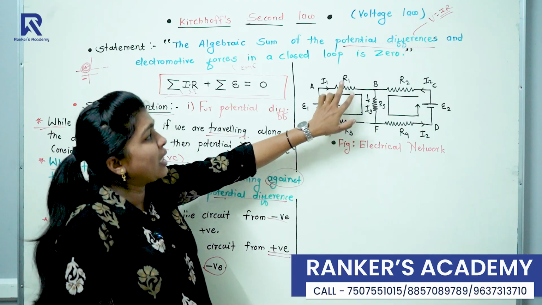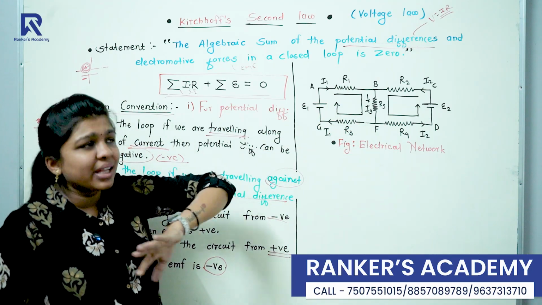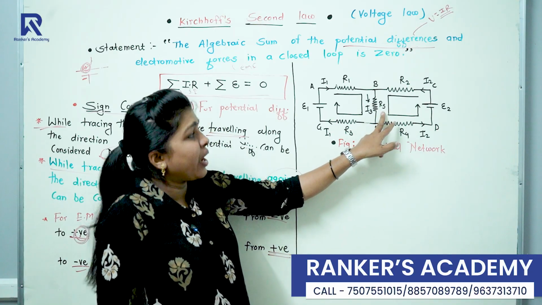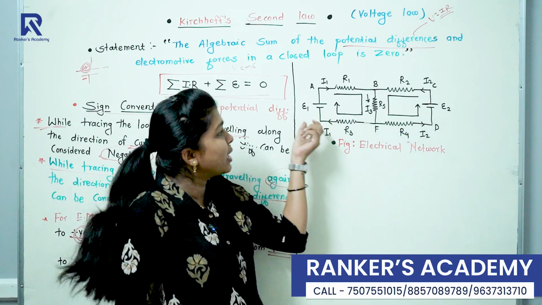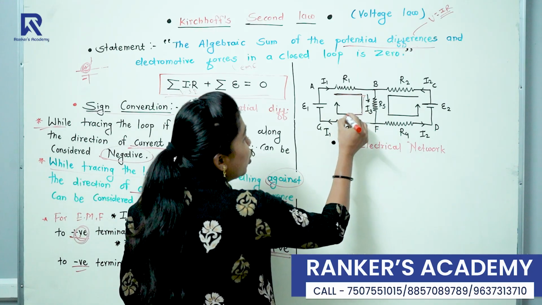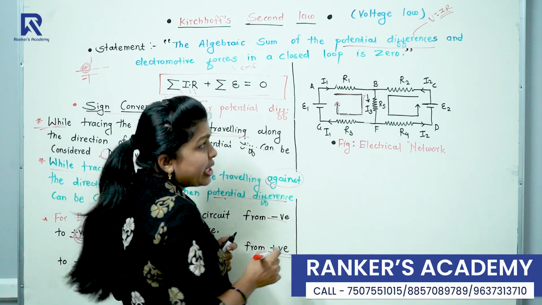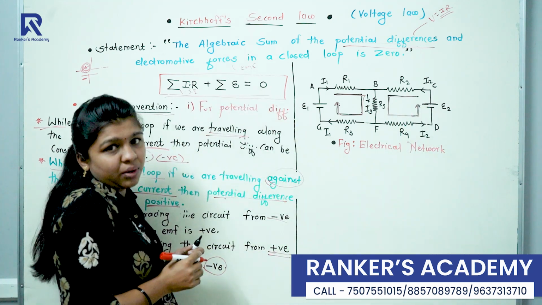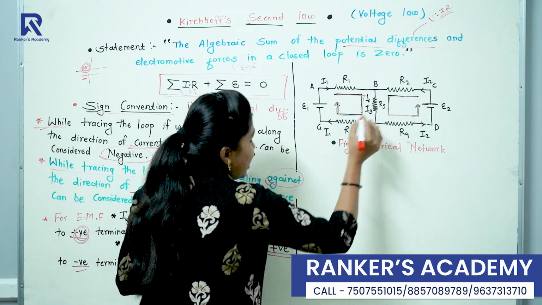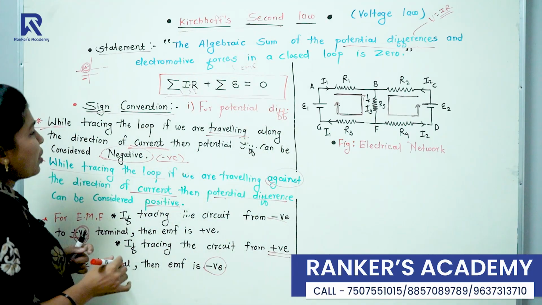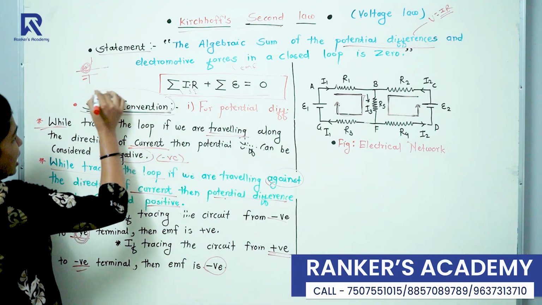In this electrical network, there are a total of 5 resistances, R1, R2, R3, R4 and R5. Also 2 batteries are considered, E1 and E2. So this will be your first loop from which the current flows, and this will be your second loop from which the current flows. For both loops, if you have to apply Kirchhoff's second law, you should apply the sign convention.